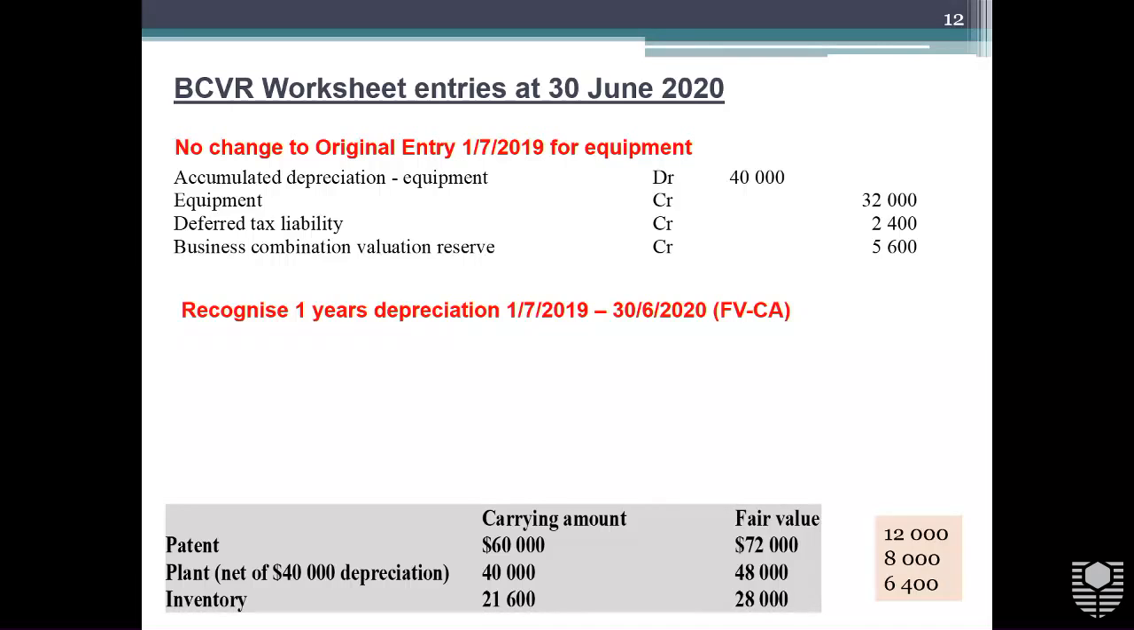But at the end of the year, we have to have the depreciation, right? So we got that 8,000 variation that we're going to have to account for. 10 years, 8,000 divided by 10 or 10% is 800. So we're going to debit our depreciation expense by 800 and credit accumulated depreciation by 800. Remember, the fair value is greater than the carrying amount, so we need to recognise more depreciation. Therefore, we debit depreciation, credit accumulated depreciation to increase it.